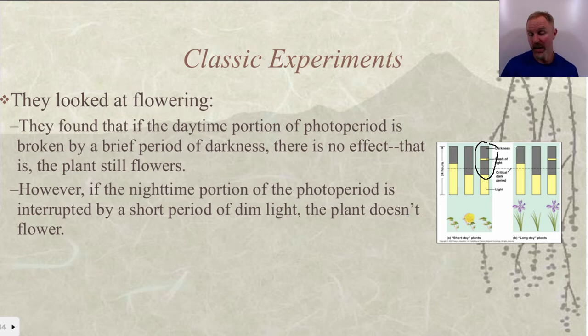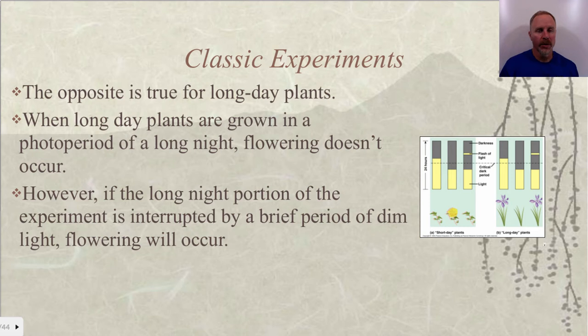And then they discovered, as you see here, there are two different types of plants. You've got short day plants and you've got long day plants, and we'll talk about those as we go on. So if you look at the long day plants now, this is the case where when the long day plants are grown in a period of a long night, you don't get any flowering occurring. So these are long days, but they're actually responding to this long night. And again, we get no flowering here.